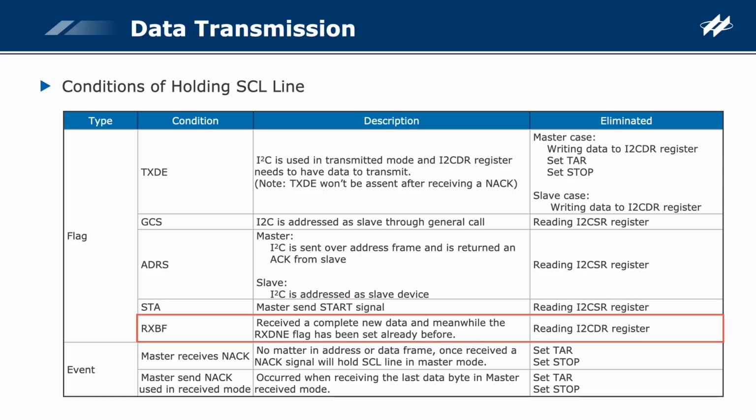The SCL line will be held at a low state until the data in the Rx buffer is read when the Rx buffer is full. No matter an address or data transfer process, once an ACK signal is received, the master will hold the SCL line at a low state until it terminates the data transfer or restarts a new transfer. After the last data byte has been received from the slave device, the master device will send an ACK signal to the slave device. Then the master will hold the SCL line at a low state until it terminates the data transfer or restarts a new transfer.